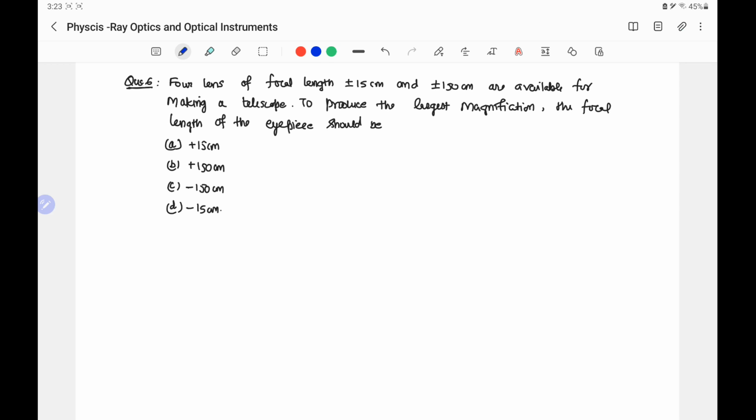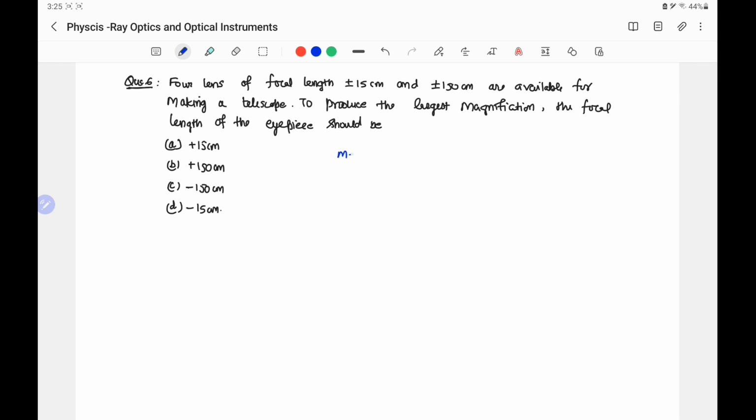Sixth question is, four lenses of focal length plus minus 15 centimeter and plus minus 150 centimeter are available for making a telescope. To produce the largest magnification, the focal length of the eyepiece should be. Options are plus 15 centimeter, plus 150 centimeter, minus 150 centimeter, and option D is minus 15 centimeter.